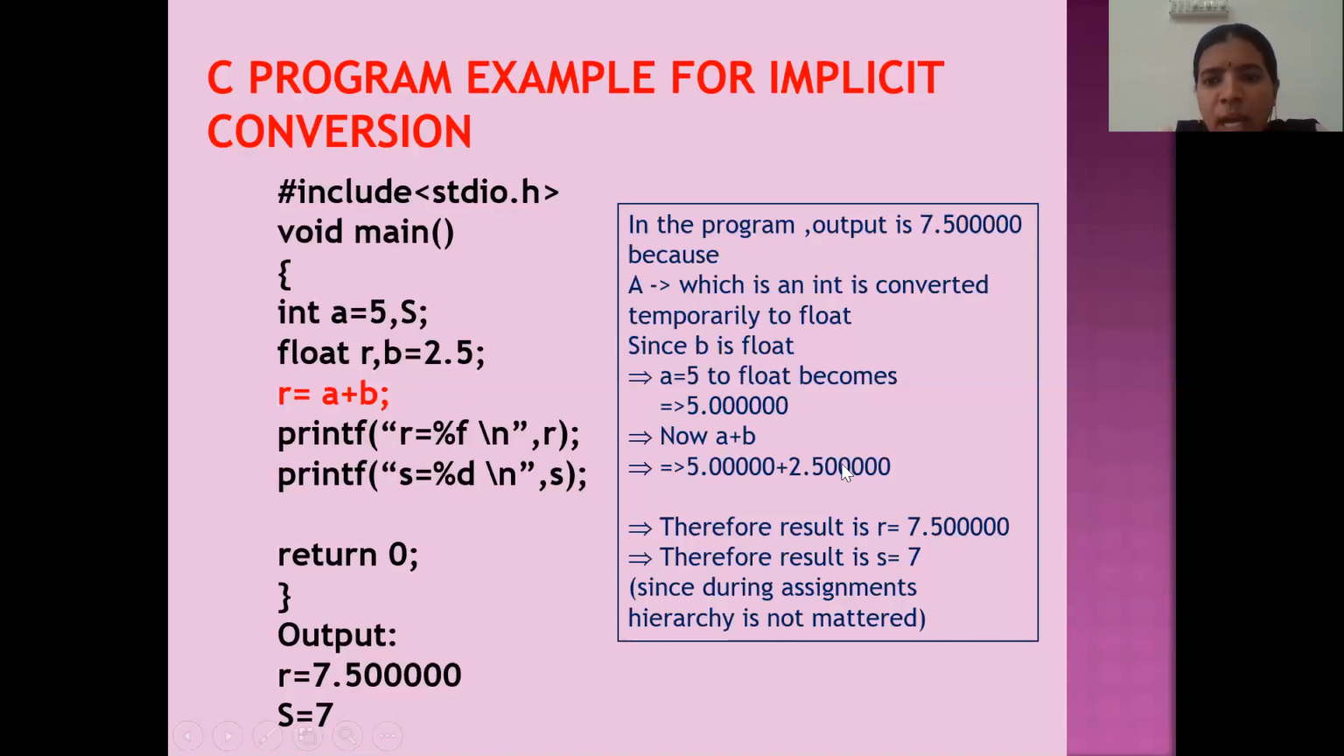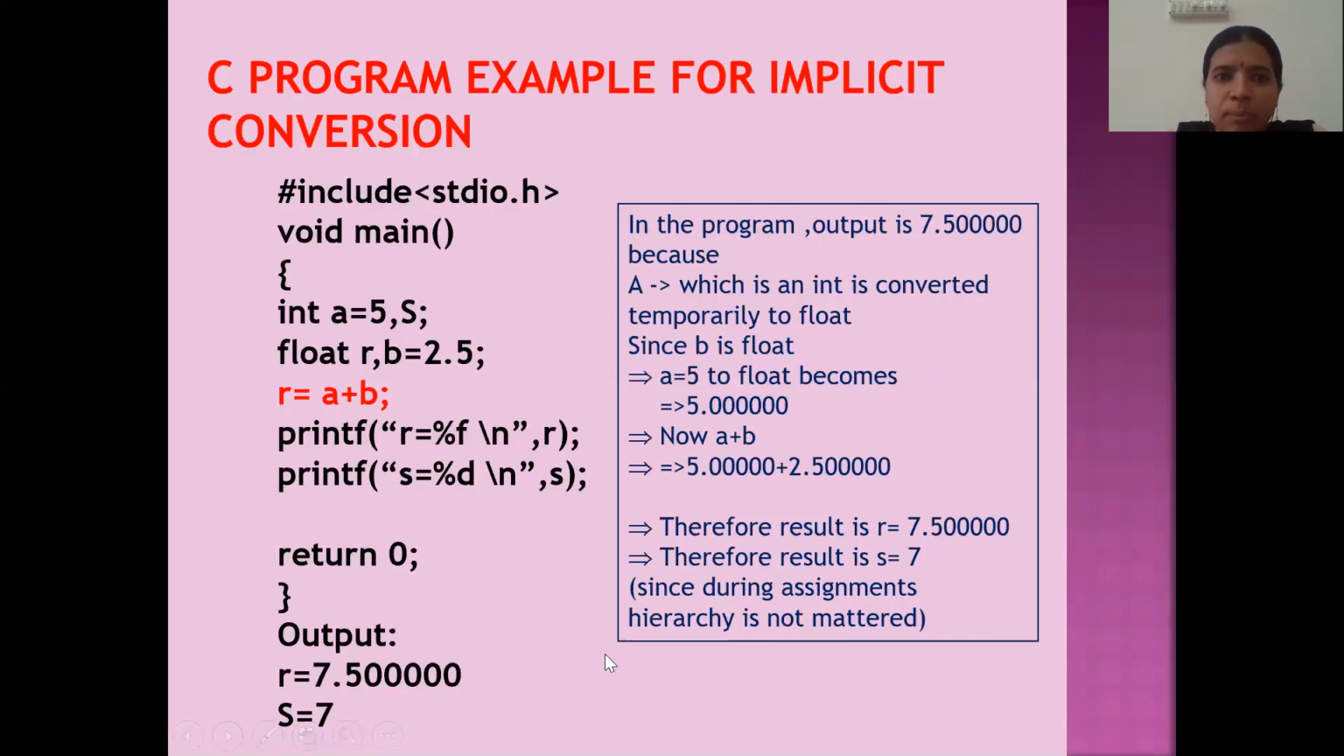So therefore, when I do A plus B, the answer is 7.5. But I told you that assignments do not follow type conversion. So the point part is truncated and just 7 gets stored in S because S is an integer. So therefore, S stores 7. That means during assignments, hierarchy does not matter. So the answer of S is 7.